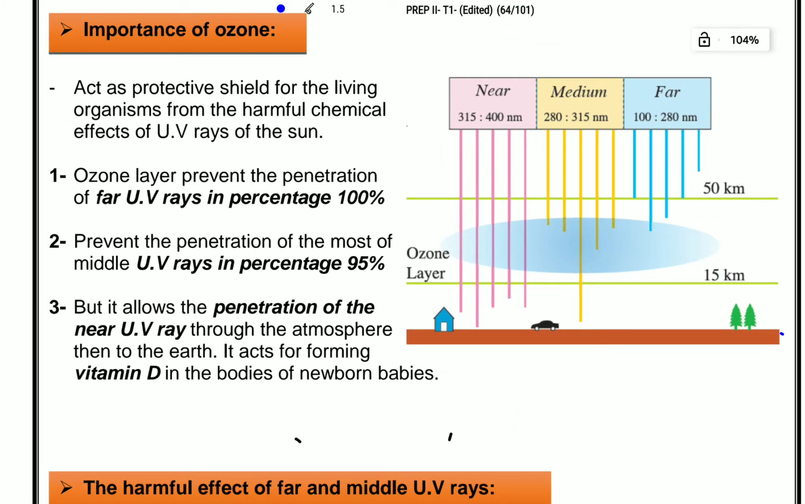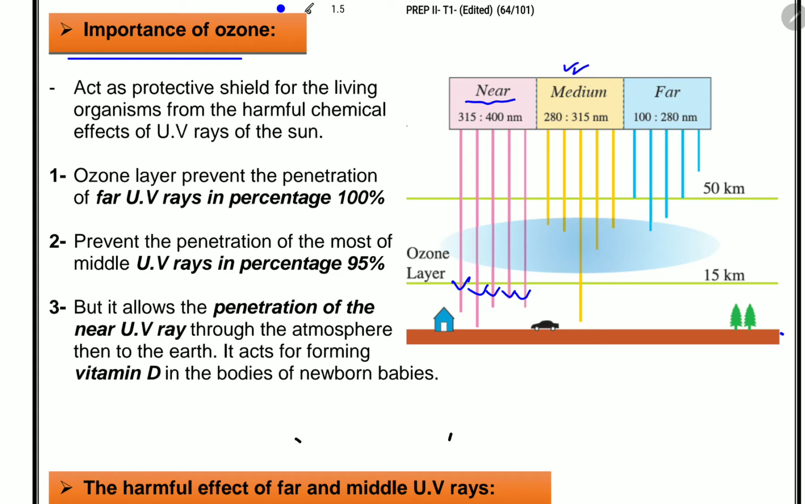Let's now talk about the importance of ozone. Ozone protects us from the harmful ultraviolet radiations. And we can classify the ultraviolet radiations into three types. The near ultraviolet: all of the near ultraviolet can pass through the ozone layer, as we can see, and come to the Earth's surface. And this near ultraviolet is healthy for living organisms.